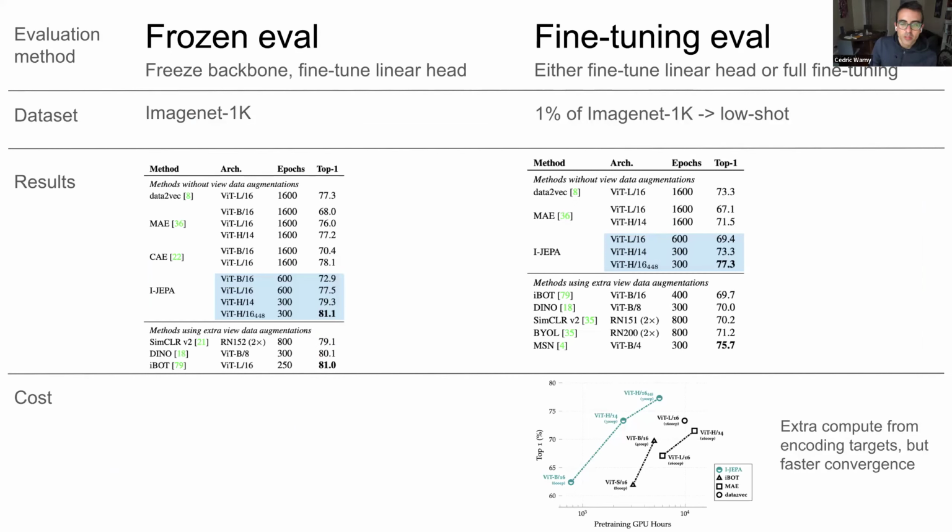In terms of evaluation, I do a bunch of evaluations. In this slide, I present two of them, which is the frozen evaluation and the fine-tuning evaluation. What I mean by frozen evaluation is they freeze the backbone and then they fine-tune the linear head. And they do that on the ImageNet data sets. And for the fine-tuning evaluation, they either just fine-tune the linear head the same way as in the frozen evaluation, or they do full fine-tuning and they pick whatever is best. And they do that in a low shot setting, so they only fine-tune on 1% of ImageNet.